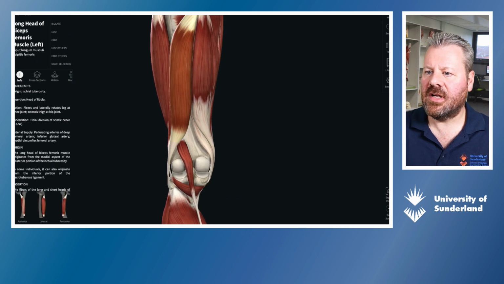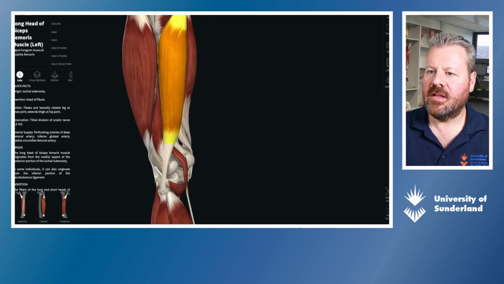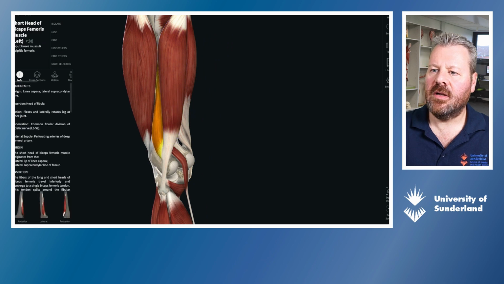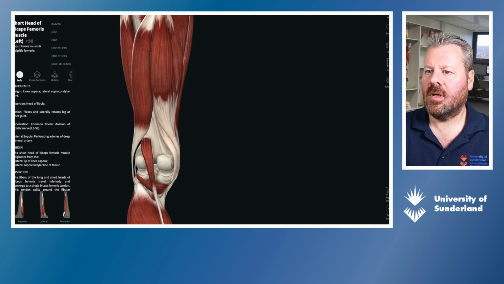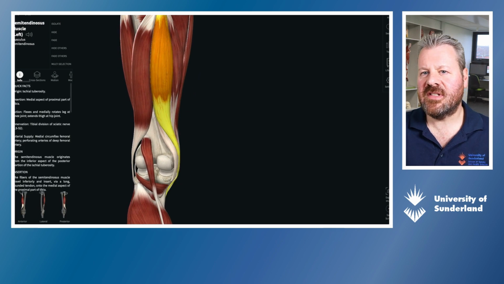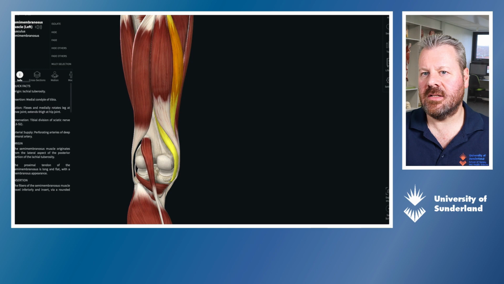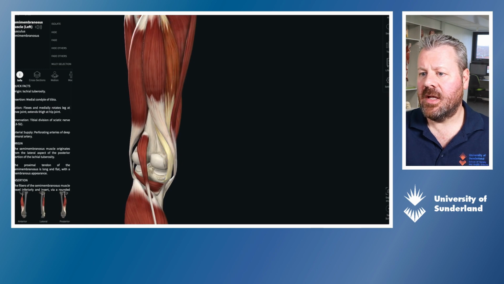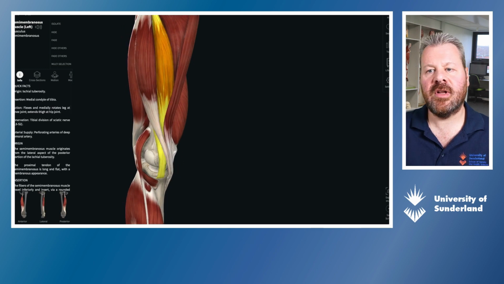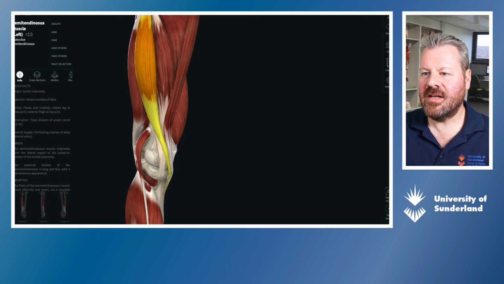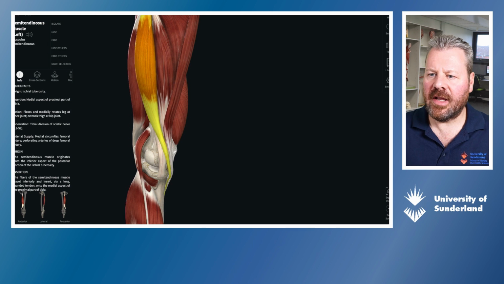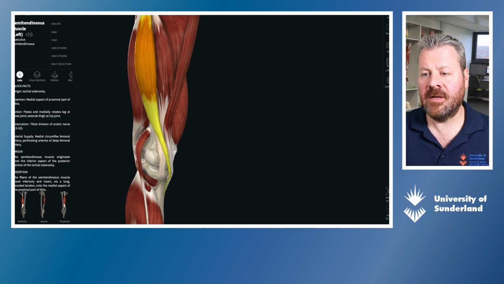Biceps femoris actually has two heads, and there is a deeper head which only originates on the femur. Medially we have semitendinosus and semimembranosus. Semimembranosus has a broader, flatter, deeper attachment tendon, whereas semitendinosus is much more cord-like and is very easily palpable behind the knee.